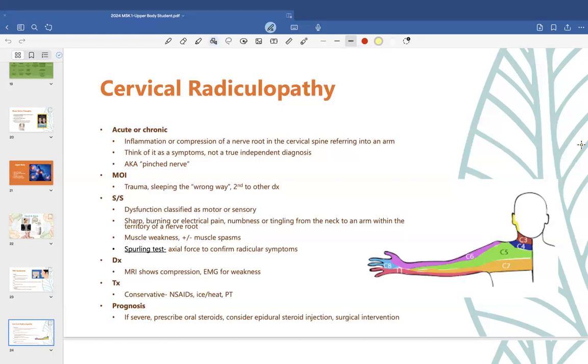We treat this 85% of the time conservatively. NSAIDs, ice, heat, PT. I've had epidural injections in my neck for something like this, so you can go down that route. Most of the time you can treat it non-surgically.